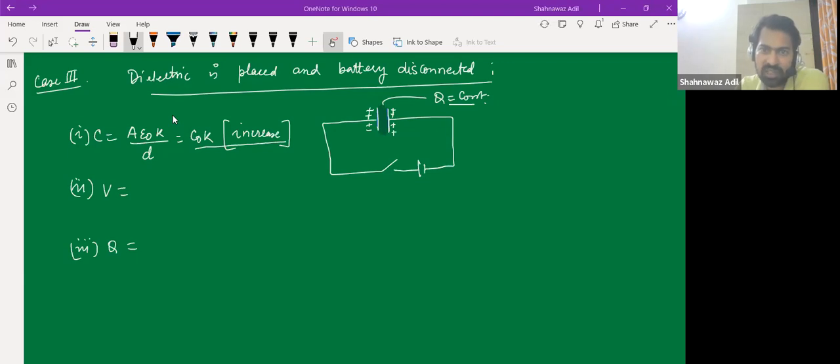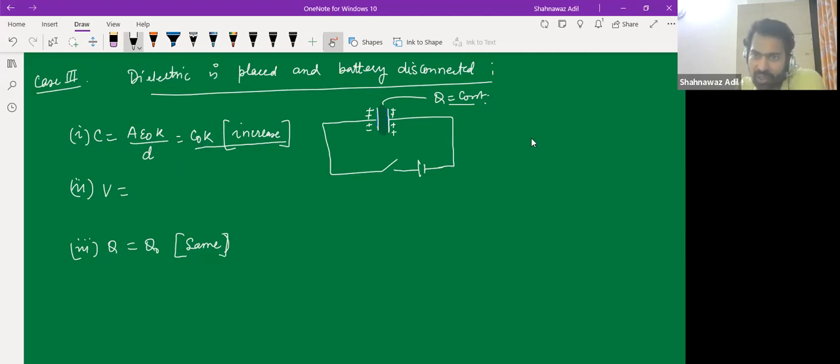What would be charge, guys? So battery is disconnected. So charge would be constant, right? Same. Okay. Now charge is same. Capacitance has become C naught K.